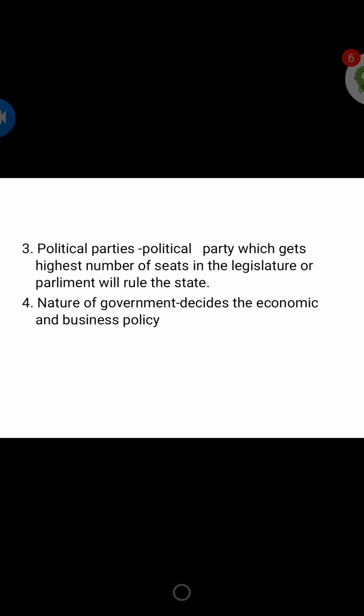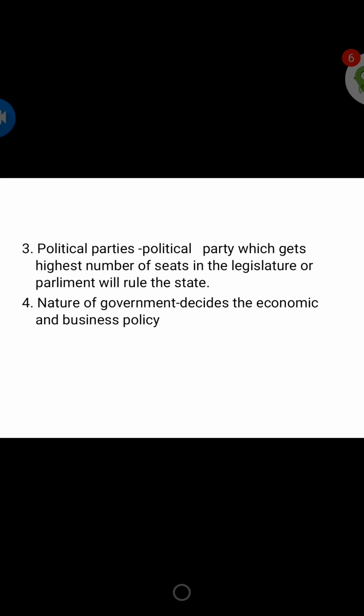The political party that gets the highest number of seats in the legislature or the parliament is going to rule the state. After assuming power, the government party tries to implement the assurances it gave at the time of getting the votes. Now it is time for them to implement the assurances they gave to the public during the election. The next is nature of government.